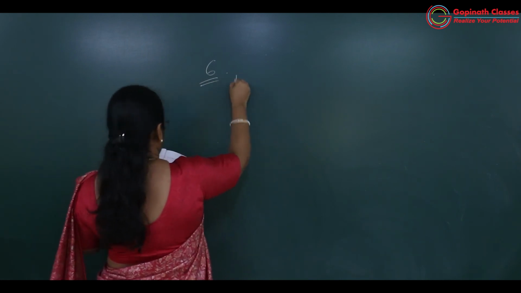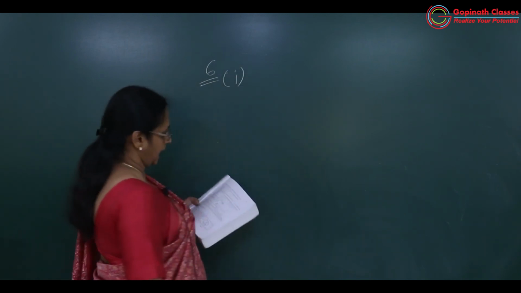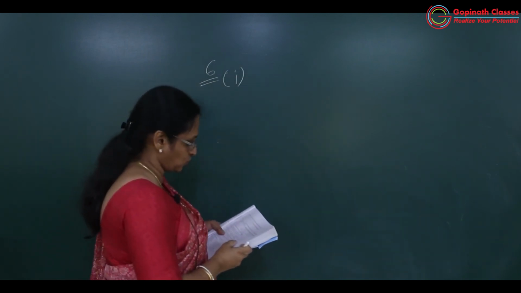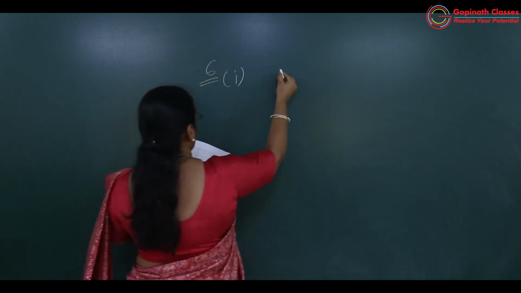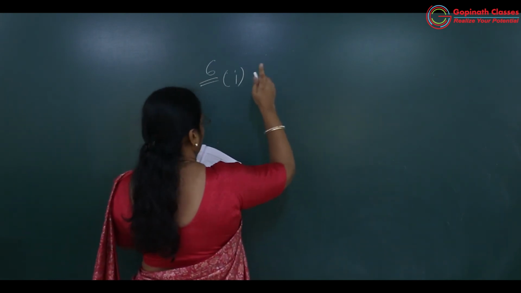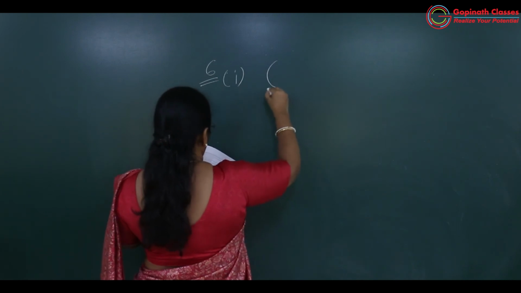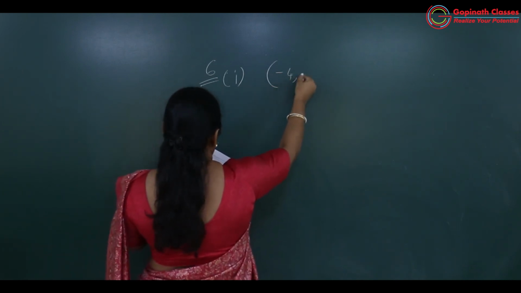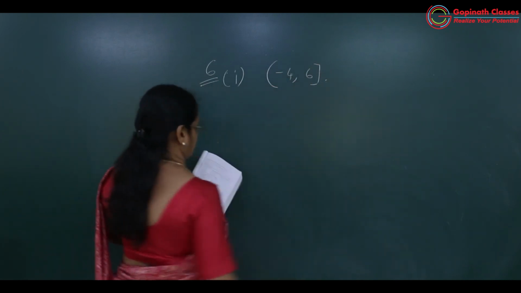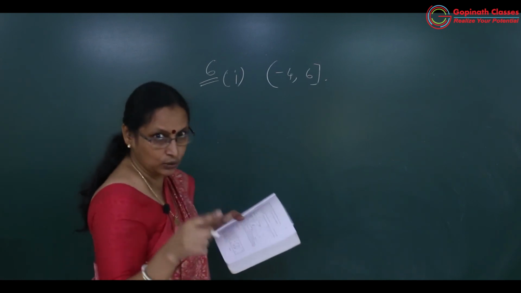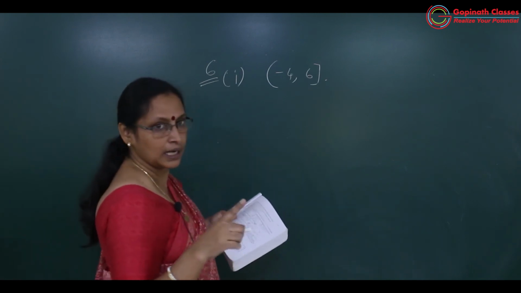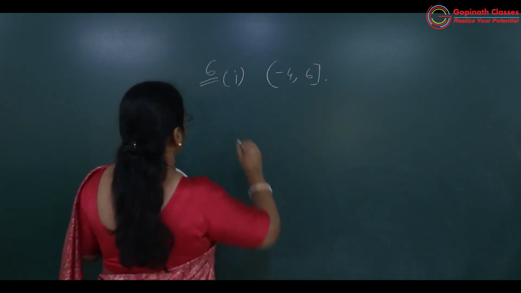Sixth question. Write down the following as intervals. Look, x belongs to R, minus 4 to 6. Minus 4 less than, so only less than hai, so it is open. Open minus 4 comma 6 is closed. Less than or equal to hai to closed. Less than hai to open.